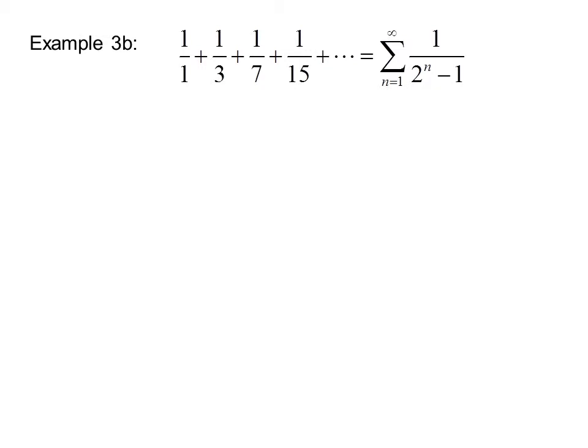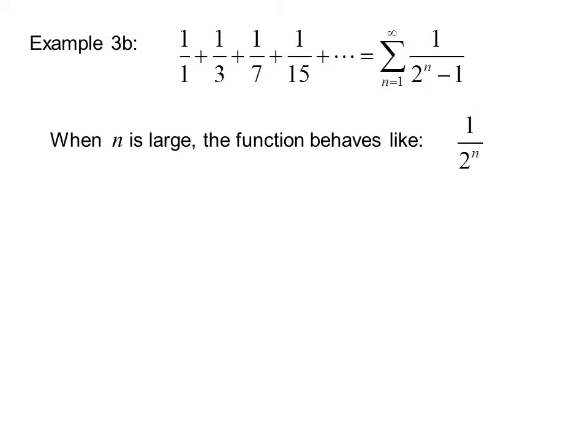Example: 1 over 1 plus 1 over 3 plus 1 over 7 plus 1 over 15, and so forth, equals the summation from n equals 1 to infinity of 1 over 2 to the n minus 1. When n is large, the function behaves like 1 over 2 to the n.